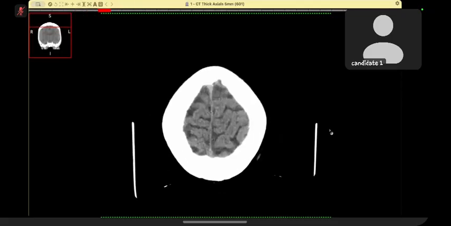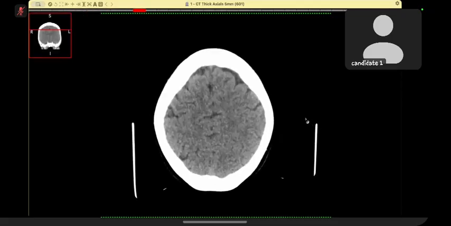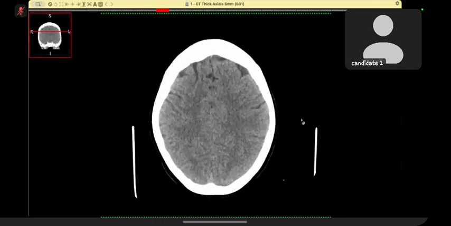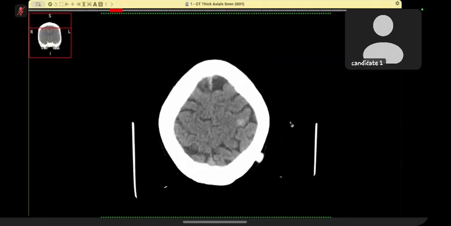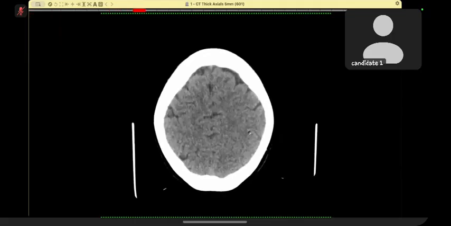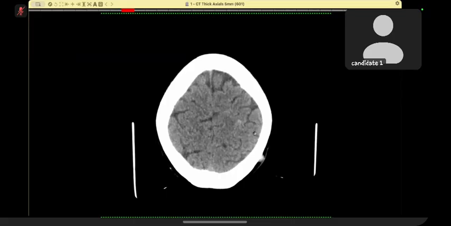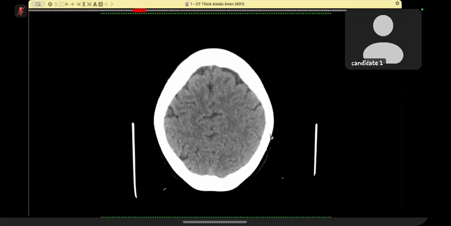On the first scroll, I'm not able to pick anything significant. However, while scrolling back, I see that there is some hyperdensity noted in the left high frontal region. Also, there is effacement of the sulcal spaces in this region.